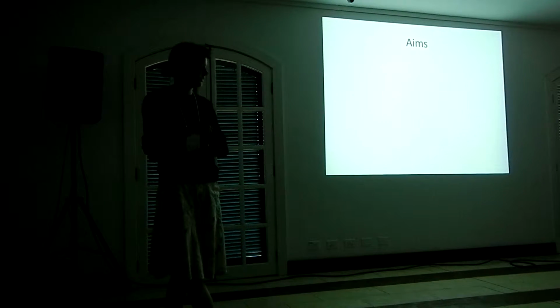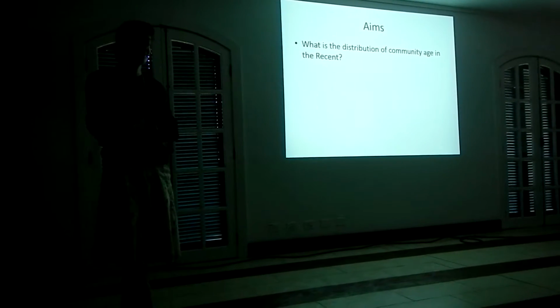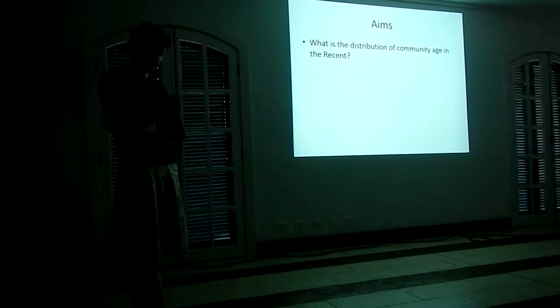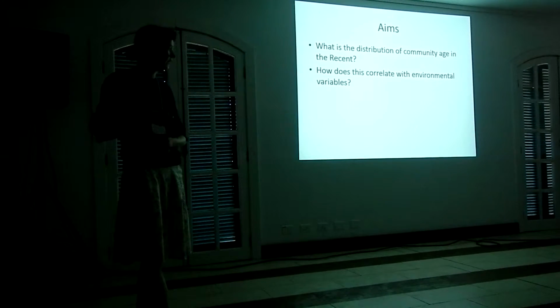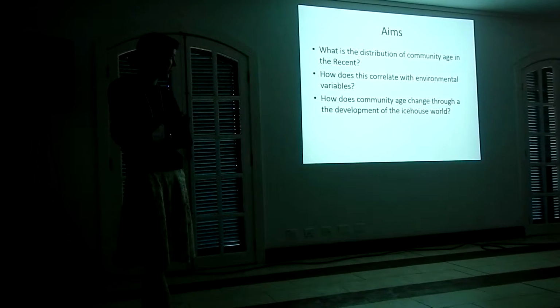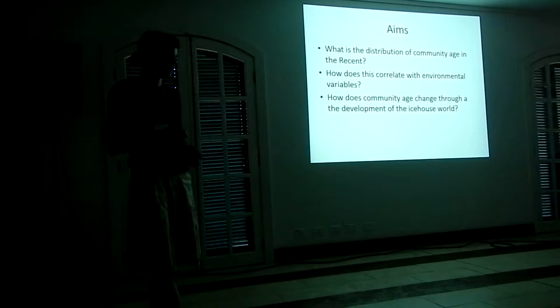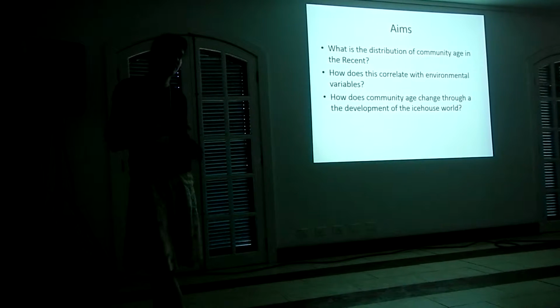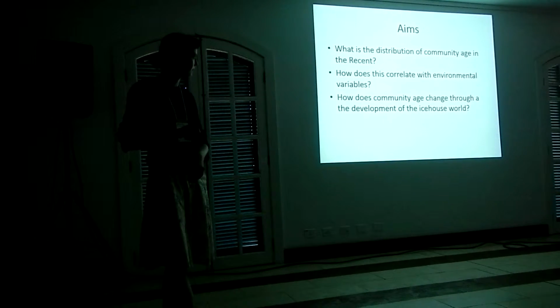So the aims of this study were to consider the distribution of community age in the present day, so what are the ages of the species today, how does this correlate with the environments that we see today, and how does community age change when we have changing environments. So in this case I'm focusing on the Eocene, which is a change from a warm to a colder world.